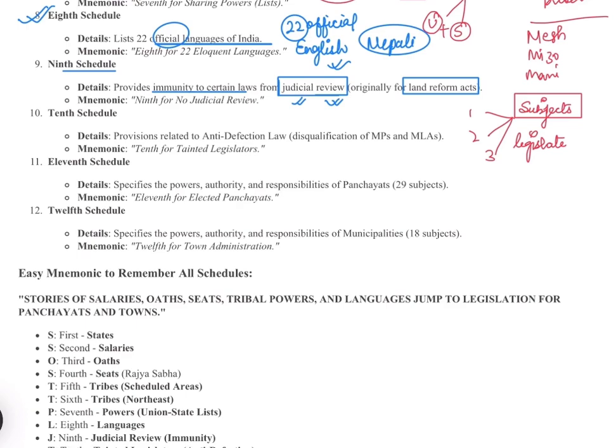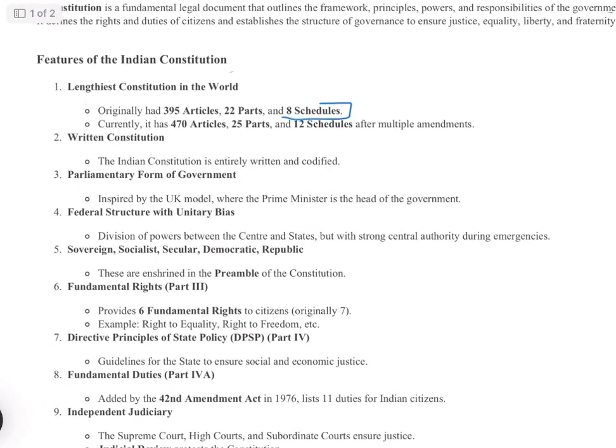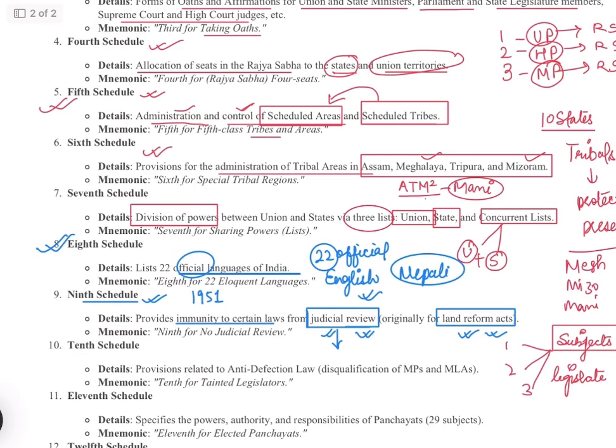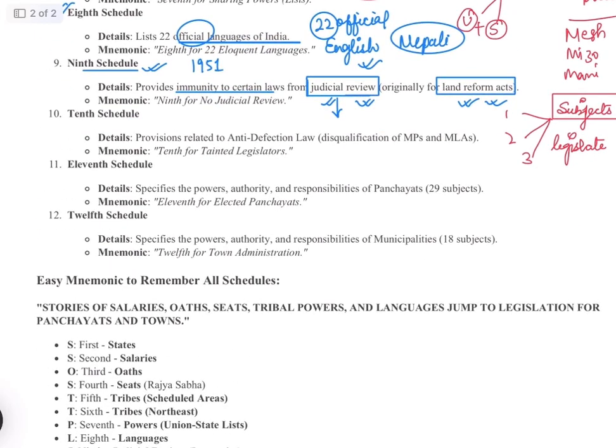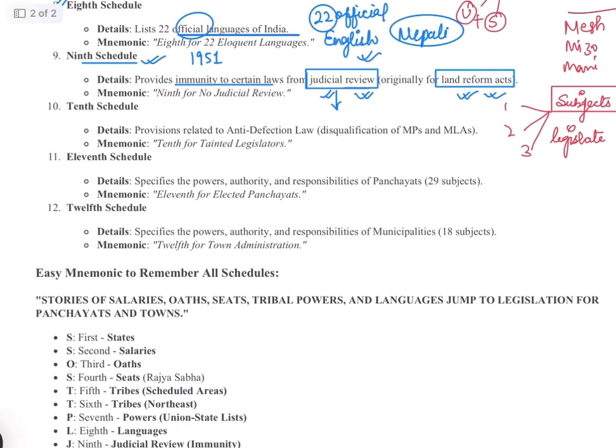While the government was doing this, it thought that maybe these kinds of acts will be challenged by the judiciary. So, to save these land reform acts from judicial review, this ninth schedule was created in 1951. We already discussed that we originally had only 8 schedules. So, the ninth schedule was created in 1951, for this purpose only. So, this is the ninth schedule.